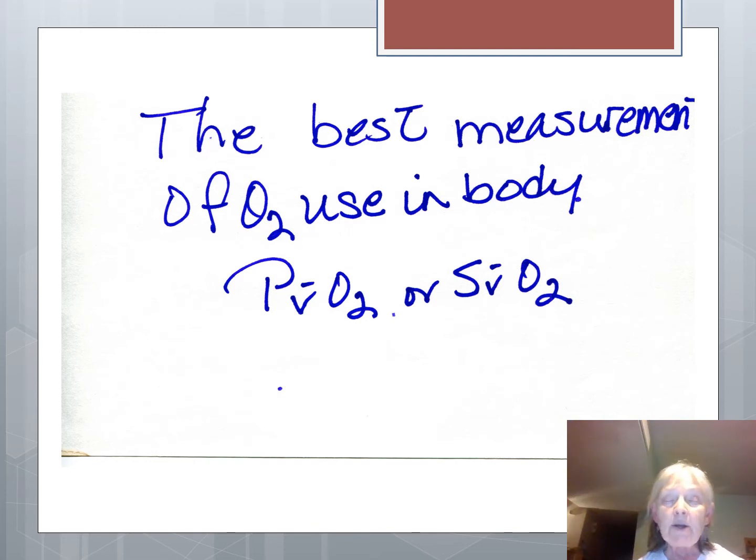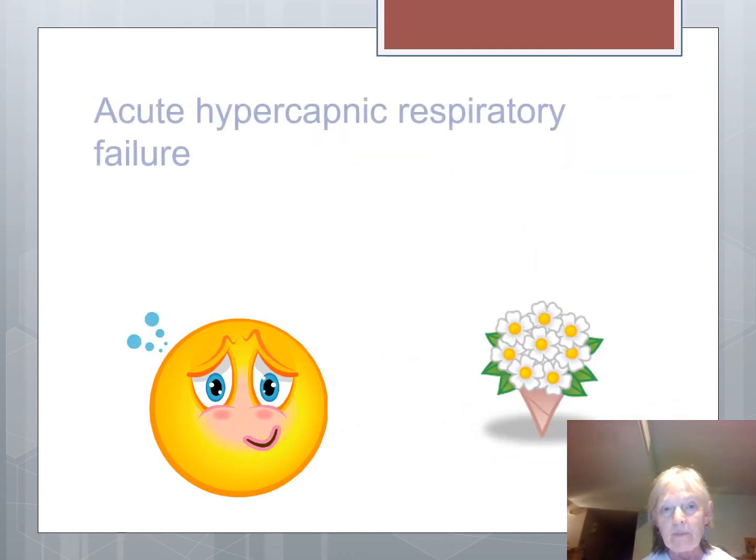A lot of times, though, if you see this on the boards, they're not going to give you the values. What they're basically going to just ask you is, what is the best measurement of the use of oxygen in the body? And the answer is how much has been used is going to show up in the PVO2 or the SVO2 at this particular point. Okay, so that's basically the oxygen side of the house.